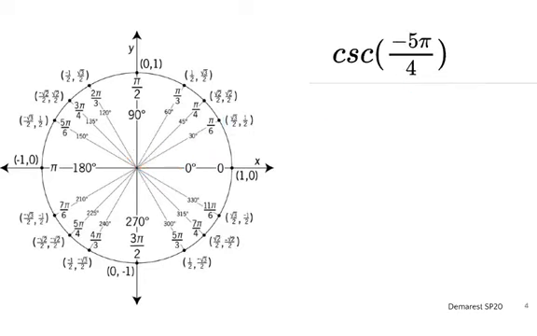One more example, cosecant of negative 5 pi over 4. Okay, so the first thing is cosecant is not in terms of sine and cosine. Cosecant is the reciprocal of sine. So I'm going to rewrite this as 1 over sine of negative 5 pi over 4.